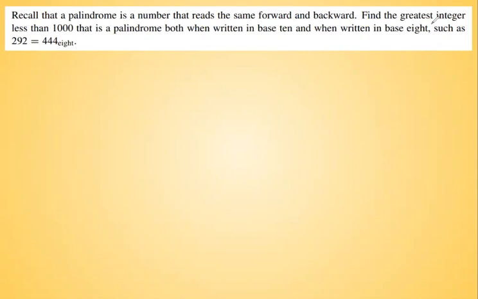It says find the largest integer that is less than 1,000 that will be a polydrome, both written in base 10 and base 8, okay? For example, we are given 292, that's base 10, and 444 in base 8. So we are looking for the largest integer that is less than 1,000.